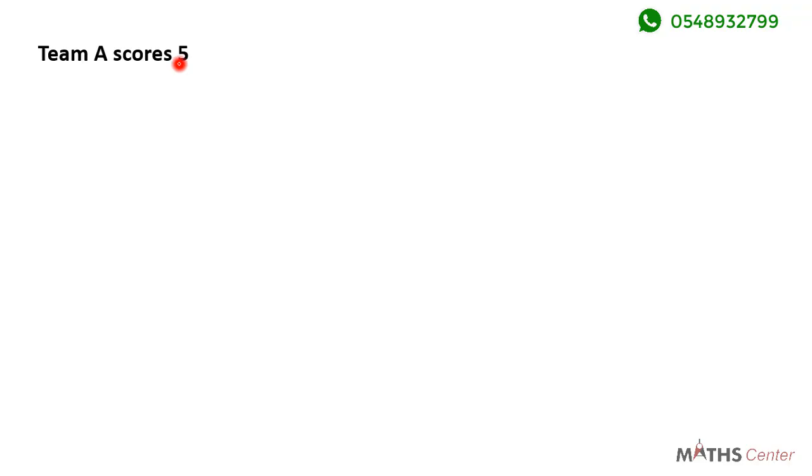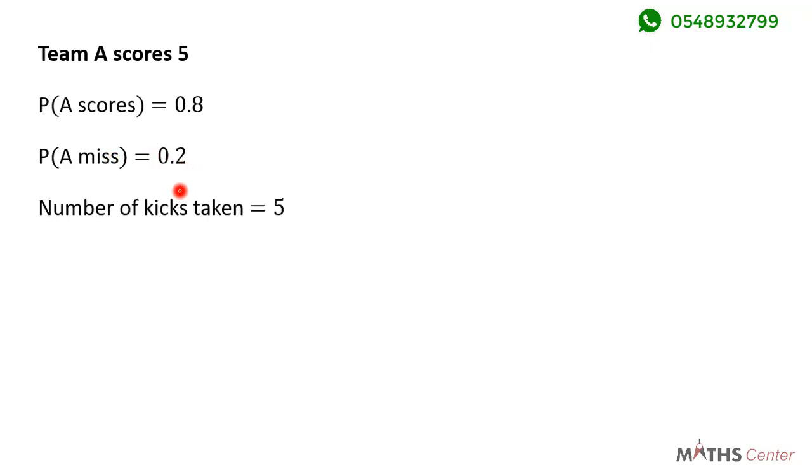We are going to find the probability that team A scores 5. We know that the probability that team A scores a kick is 0.8. The probability that team A misses is 0.2. In total, each team takes 5 kicks. Here, we are looking for the probability that team A scores 5. So the number of goals scored by team A will be 5. So the team takes 5 kicks and they scored all 5 of them.